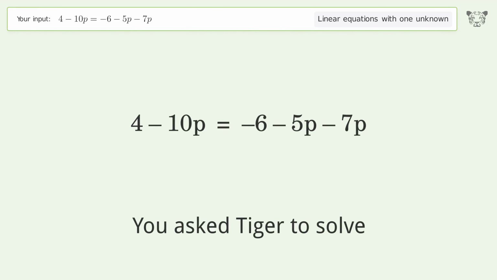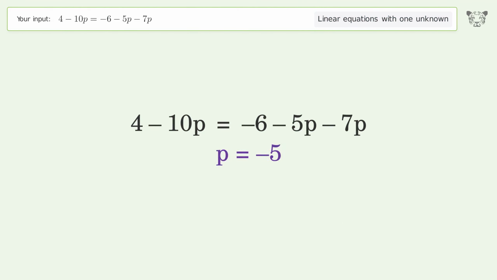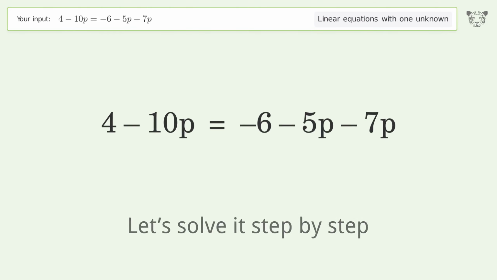You ask Tiger to solve. This deals with linear equations with one unknown. The final result is p equals -5. Let's solve it step by step.